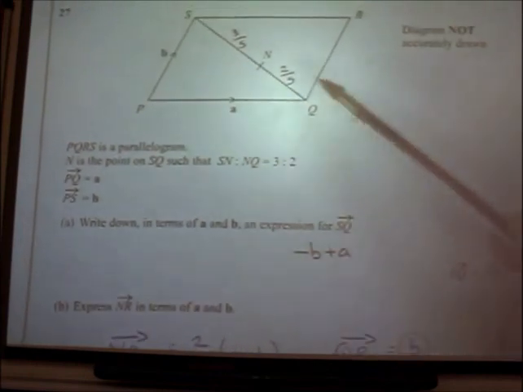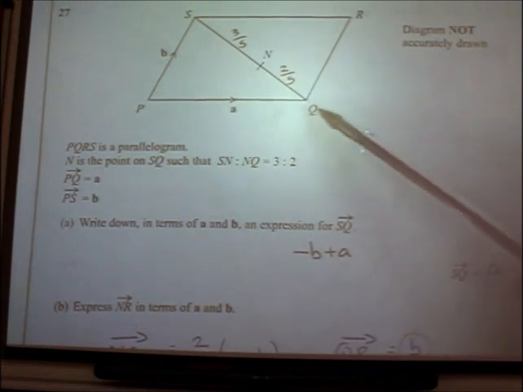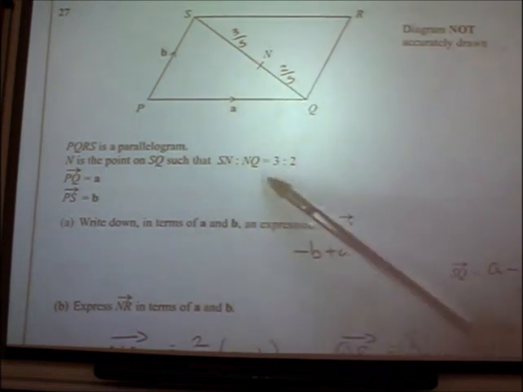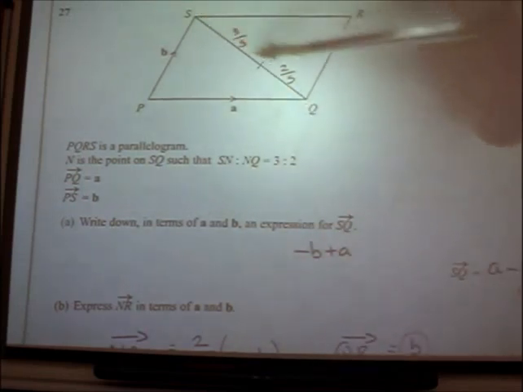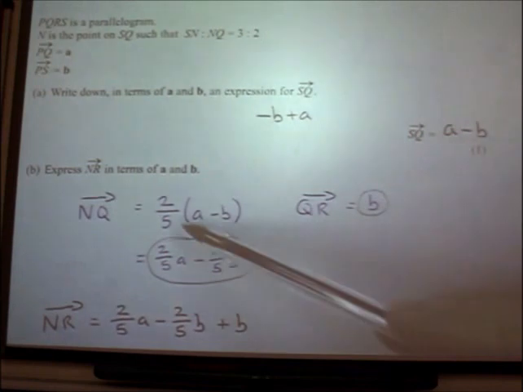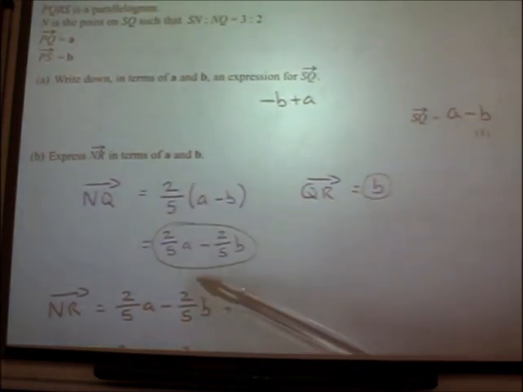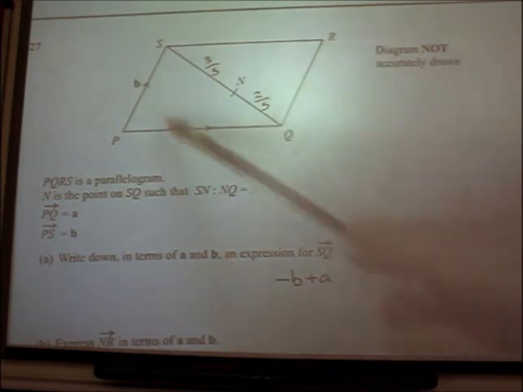Right, the next bit, we've got to find out NR. So what I've done, I'm going to go from N to Q, then from Q up to R. So the first bit is N to Q. Well, because of the ratios we're told here, N to Q is 2/5 of this whole length here. We've just worked out this whole length is A take away B. So 2/5 of that length is going to be 2/5 of A take away B. And I've expanded the brackets, so it's 2/5 A take 2/5 B. And to go from Q to R, it's just B, because it's there.